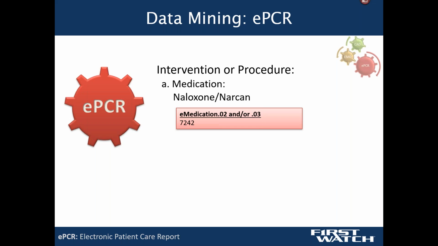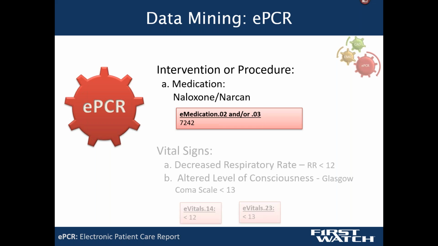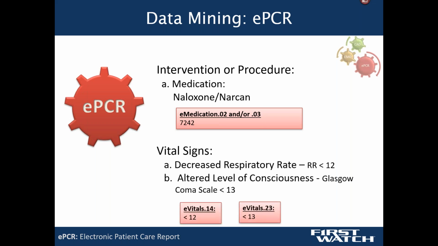And we also wanted to learn a little bit more about the patient and the clinical side of it. So we're looking for vital signs. So what translates into a person that's having an overdose with vital signs? Of course, we need to take into consideration respiratory rate. So we're looking for a decreased respiratory rate that we labeled as being under or equal to 12, and an altered mental status that we identified as a Glasgow Coma Scale of less than or equal to 13, and we have eVitals 14 and 23 for the NEMSIS code.